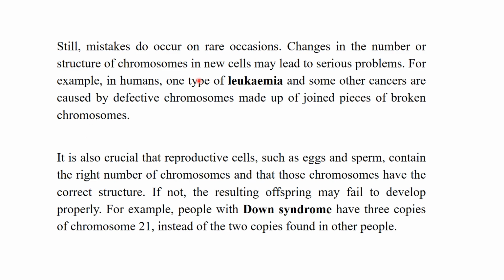For example, mistakes that occur during cell division in the chromosomes, which change the number or the structure of chromosomes in new cells, may lead to serious problems. For example, in humans, one type of leukemia is called chronic myeloid leukemia, a type of cancer that is also associated with the Philadelphia chromosome. Chromosome 9 and chromosome 22 exchange their parts, creating a defective chromosome made of pieces of the broken chromosomes. They join their parts and exchange chromosome parts. Because of this, this cancer develops.